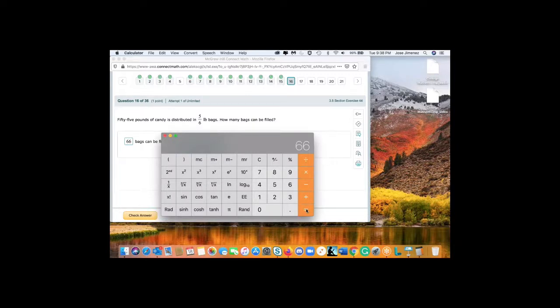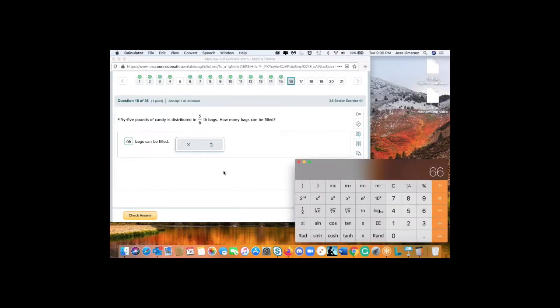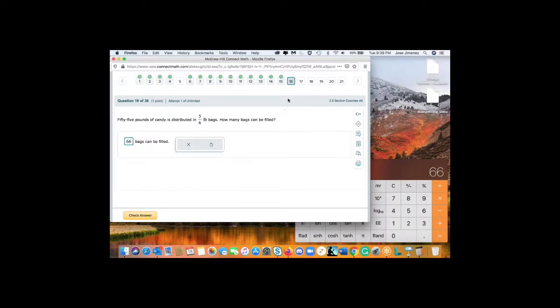All right. So since I don't want to use the fraction, I change it to decimal. And multiplying by the inverse, I'm just placing 55 on top and putting the decimal on the bottom. So if you do that, it will give you 66. The same idea, two different ways. All right. So let's check.